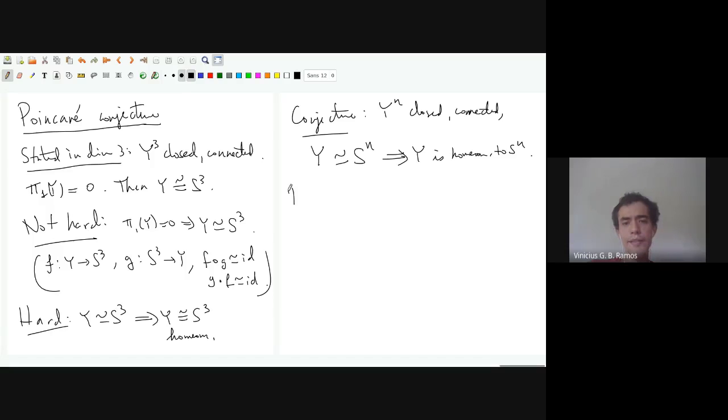And it was proven by Smale for n greater than or equal to 5, using what I'm going to talk about in a moment, so using the Cobordism theorem.